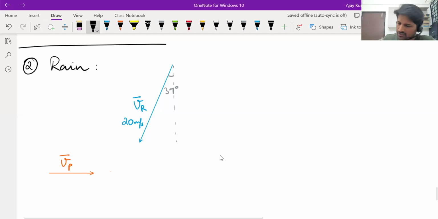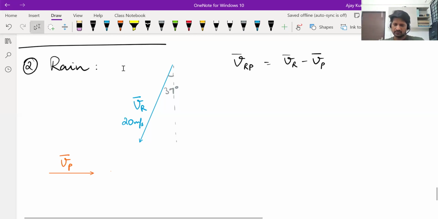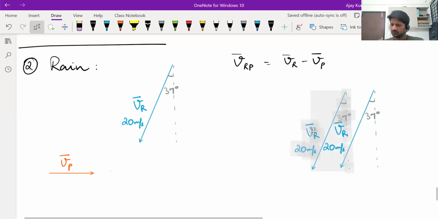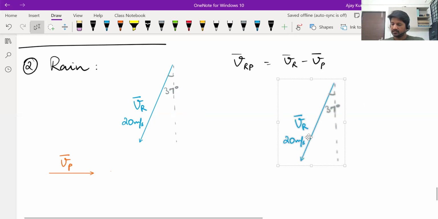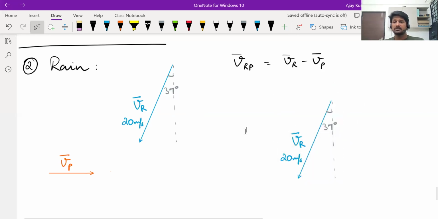So what you need to visualize is velocity of rain with respect to person, which is velocity of rain minus velocity of person. Okay, let us copy these vectors as they are. This is the actual velocity of rain. Put it here. Minus velocity of person means plus negative of velocity of person. So I'll take the negative of this vector and add it to that. See, this visualization should be done.